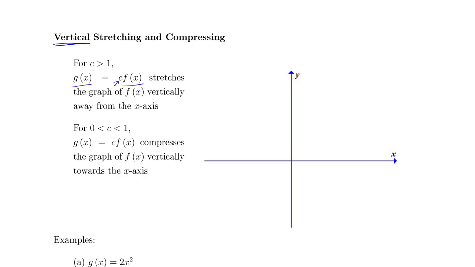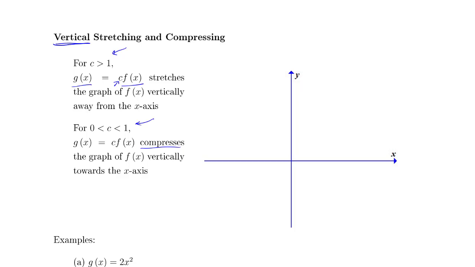So if we multiply the function by a c that's bigger than 1, it's going to stretch the graph of f of x vertically. Now, if instead we multiplied by a c value that's less than 1 but greater than 0, we certainly don't want to multiply by 0, because that'll wipe out the function, and we're not talking negatives yet. That'll be a separate thing. So if we multiply by a number between 0 and 1, that's going to compress the graph, shrink it vertically towards the x-axis. So what might this look like?